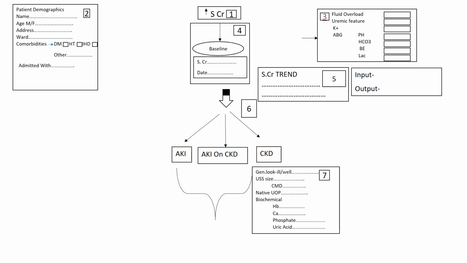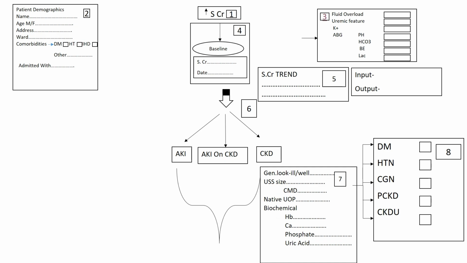The fourth evidence is biochemical: anemia, hypocalcemia, hyperphosphatemia, and hyperuricemia. These are biochemical evidences of CKD. If these features are present, it is more towards CKD. Your next job is to find out what could have caused the CKD. Whether it is diabetes, which accounts for almost 80% of cases, followed by hypertension, then chronic glomerulonephritis, polycystic kidney disease, and, in some parts of the world, CKDU.